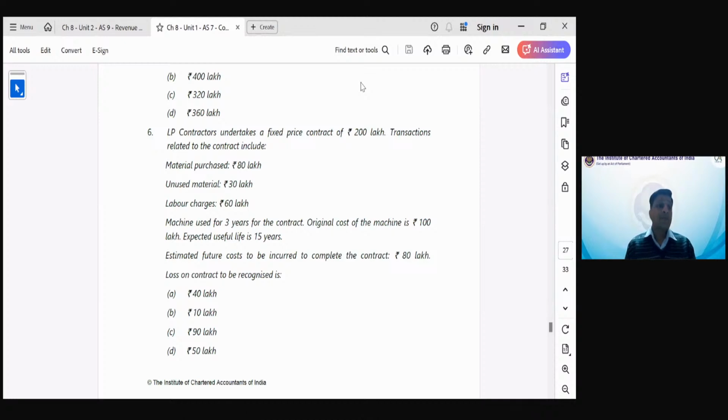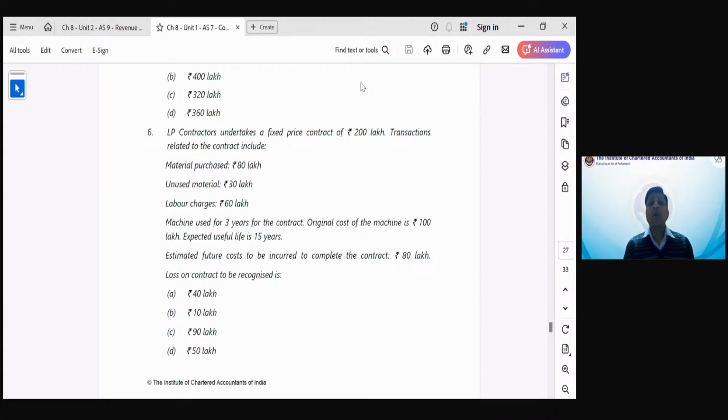Now, in respect of material, even though you have purchased material worth 80 lakhs, 30 lakhs worth of material is unused, that is inventory. So can we say it's an expense? No. So what should be the cost corresponding to material? 80 minus 30. So it will be 50 lakhs effectively.